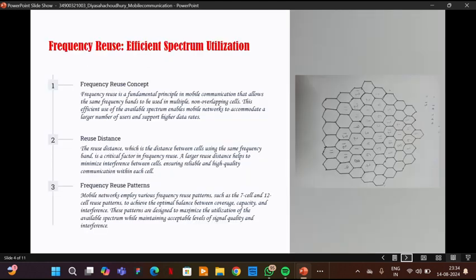Here we have the frequency reuse, efficient spectrum utilization. The concept of frequency reuse is a technique that allows the same frequency bands to be used in multiple non-overlapping cells. Then we have the reuse distance. The reuse distance is the distance between cells using the same frequency band, that is a critical factor in frequency reuse. And lastly, the frequency reuse patterns. Mobile networks employ various frequency reuse patterns such as the 7 cell and 12 cell reuse patterns to achieve the optimal balance between coverage, capacity, and interference.